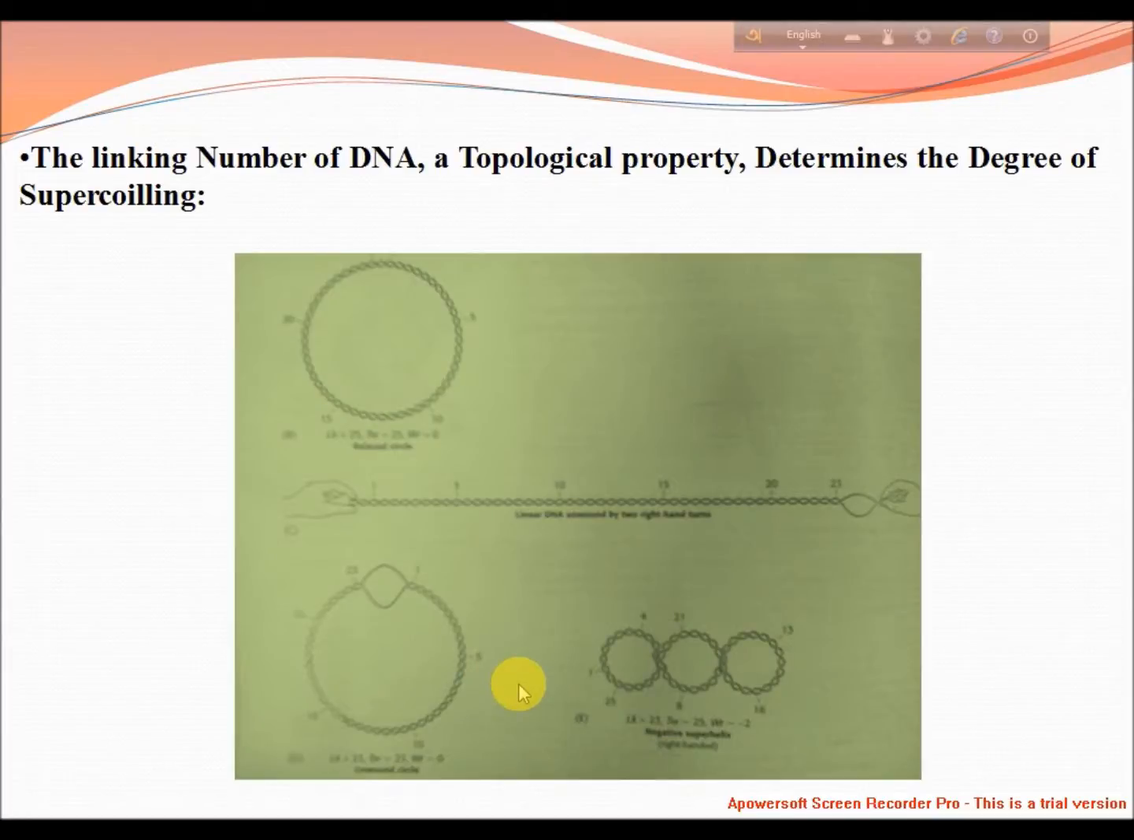Topology tells us that the sum of Tw and Wr is equal to Lk. Lk is equal to Tw plus Wr. In the figure, the partly unwound circular DNA has Tw 23 and Wr 0, whereas the supercoiled DNA has Tw 25 and Wr 2. The free energy is minimized when about 70% of the change in Lk is expressed in Wr and 30% is expressed in Tw.